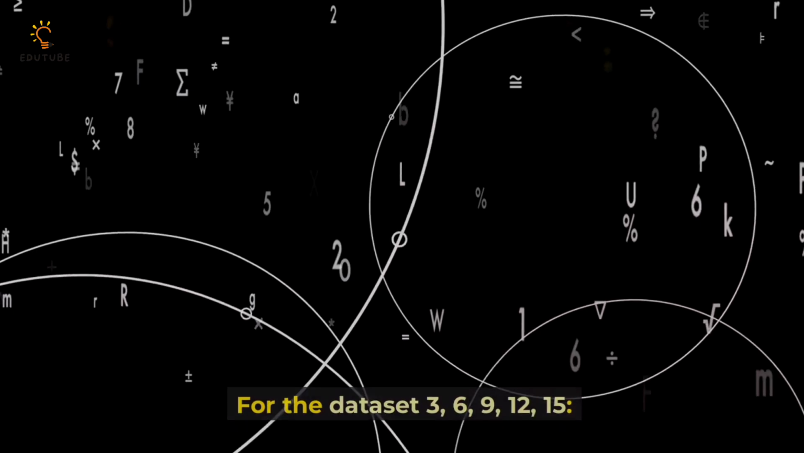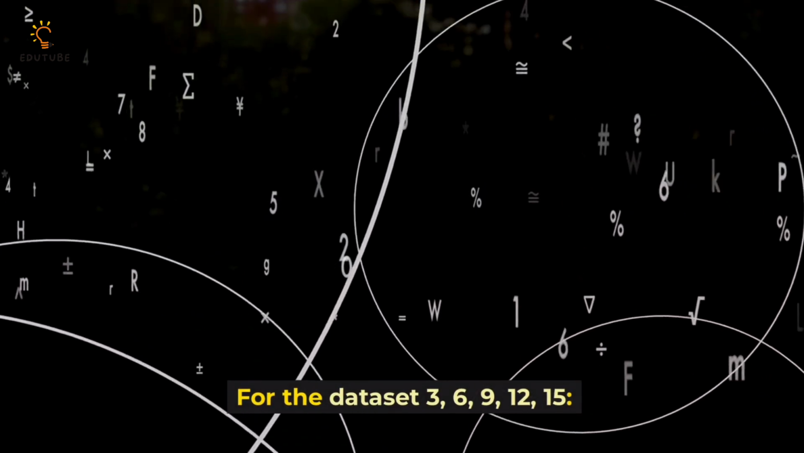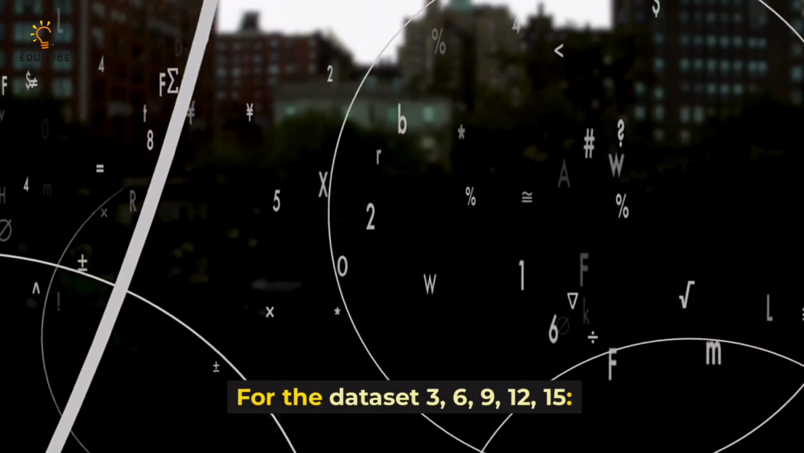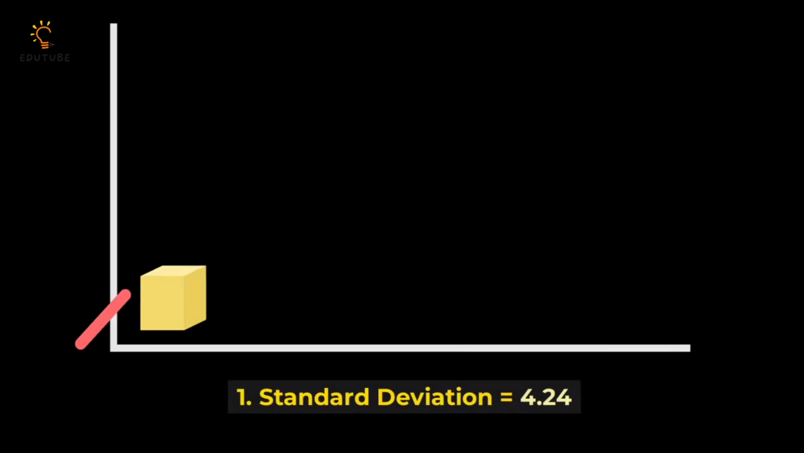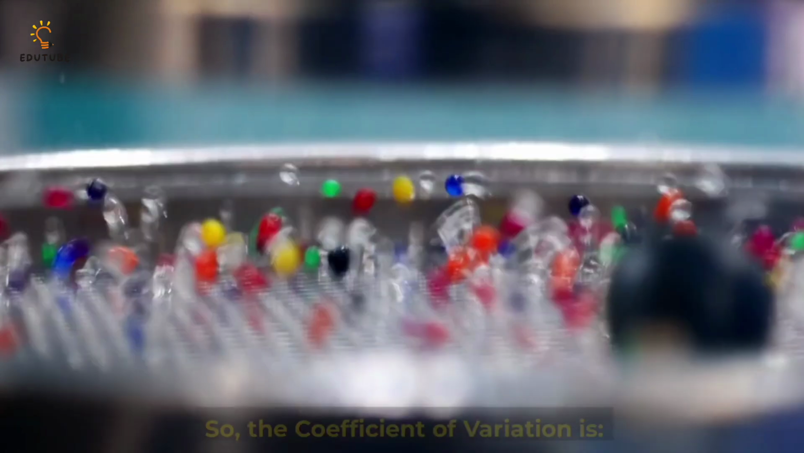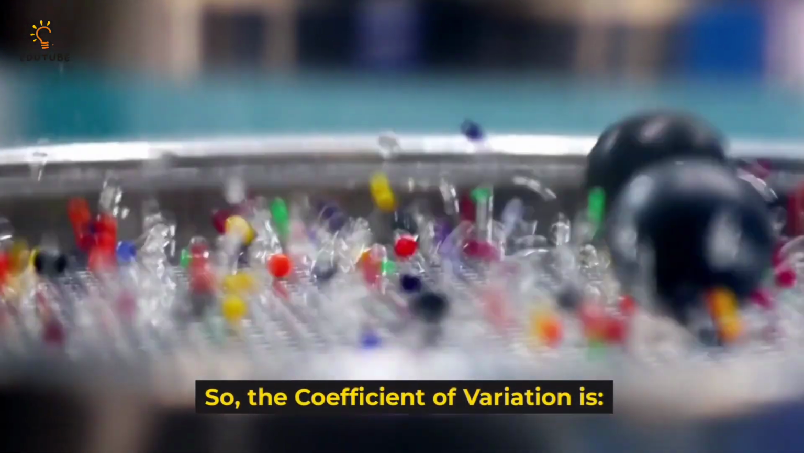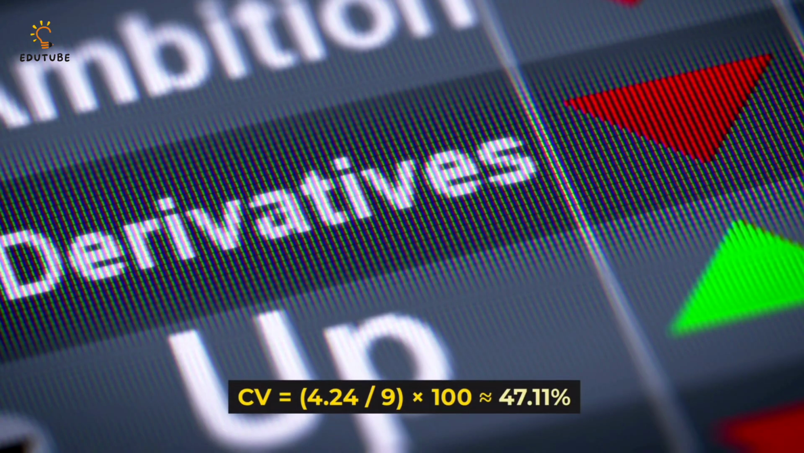Example. For the dataset 3, 6, 9, 12, 15. 1. Standard deviation equals 4.24, so the coefficient of variation is CV equals 4.24 divided by 9, times 100, which approximately equals 47.11%.